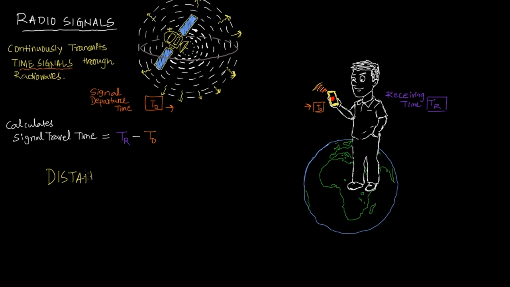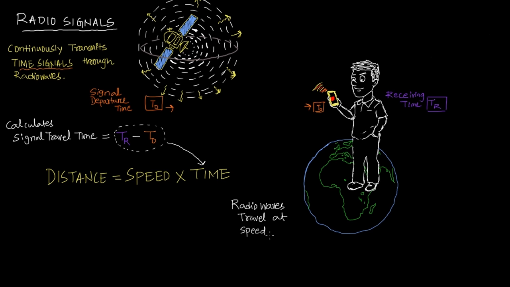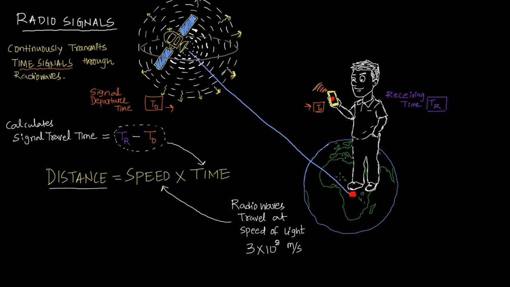Using the formula, distance equals speed times time, and the time being the travel time that we have just calculated, TR minus T0. Because the signal has traveled through radio waves, and radio waves travel at the speed of light, which is 3 x 10^8 meters per second, we know the speed too. Substitute that speed in the formula. You know the speed, you know the travel time, so you calculate the distance. A simple multiplication, and you have your distance from the satellite to your receiver.